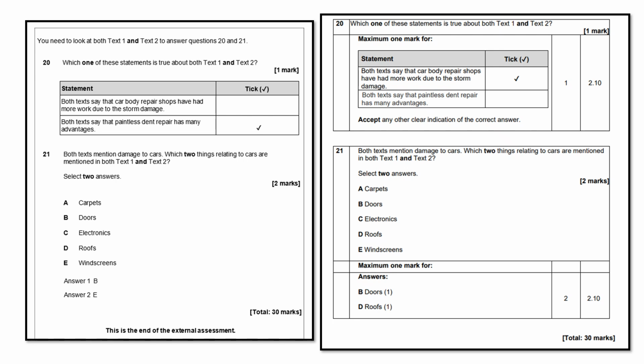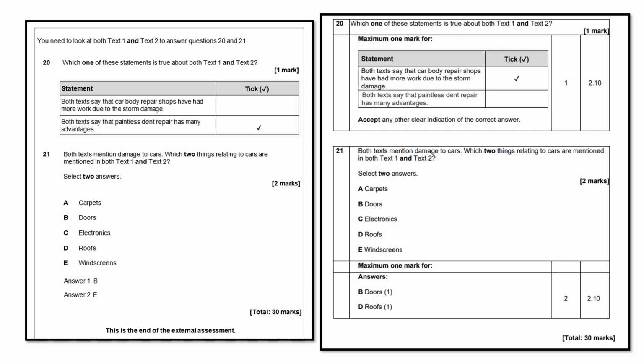Question 20 is an objective test question, and here the learner must tick the statement that applies to both text 1 and text 2. There is only one correct answer, the first box, which says both texts say that the car body repair shops have had more work due to the storm damage. Therefore, this learner's response is incorrect and scored 0.